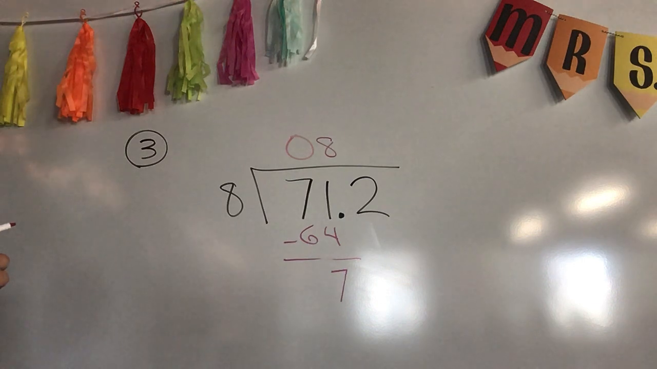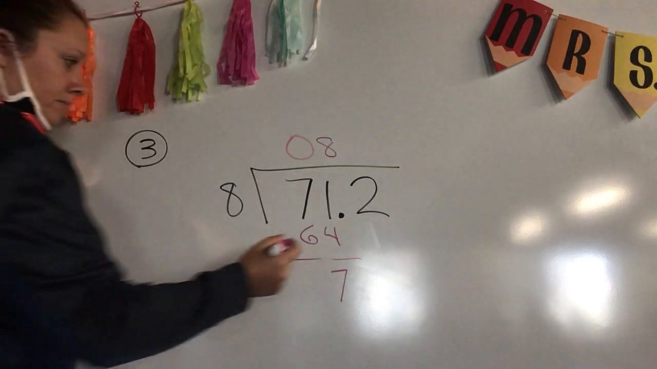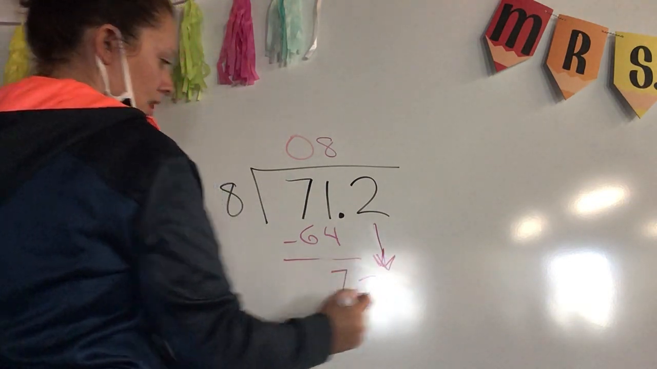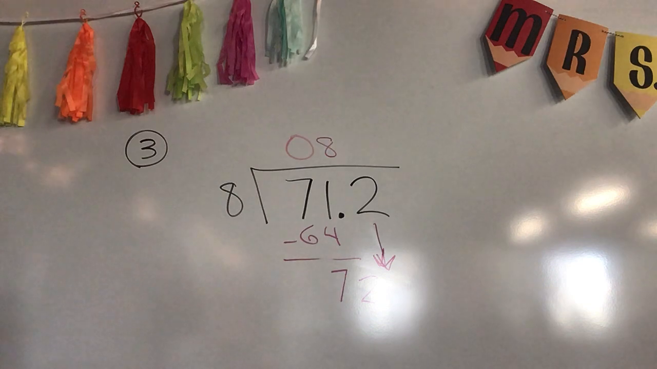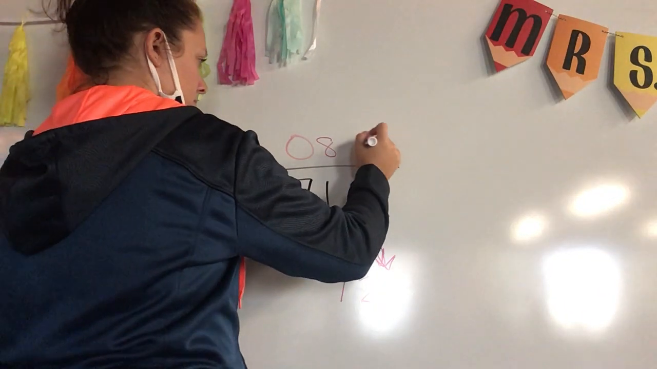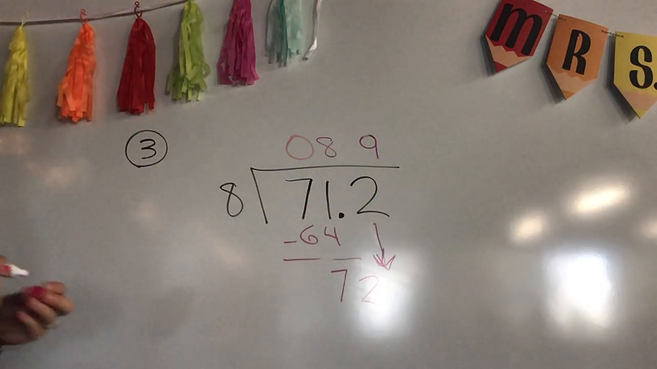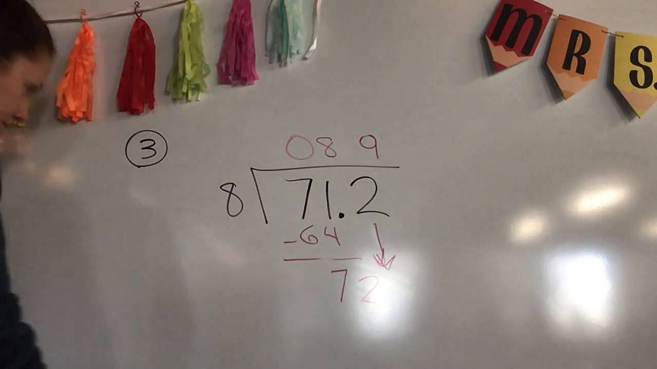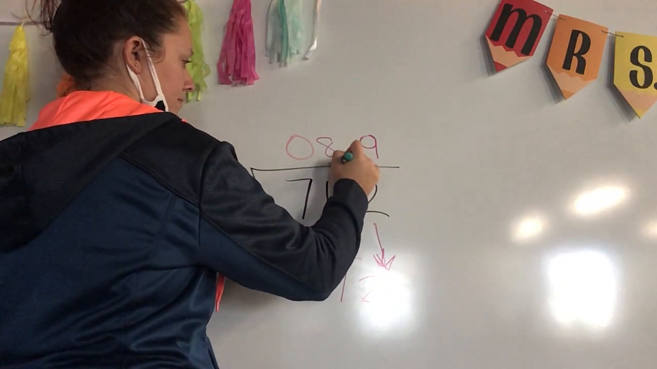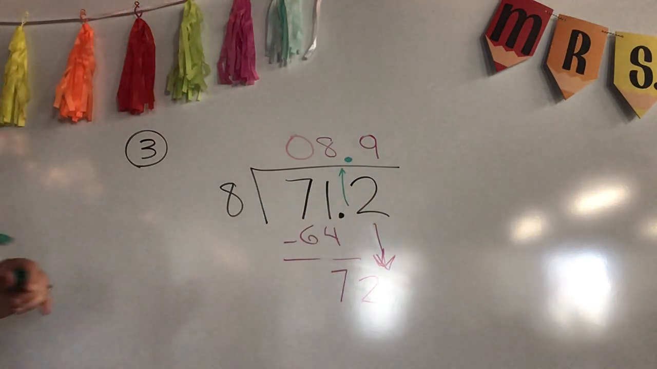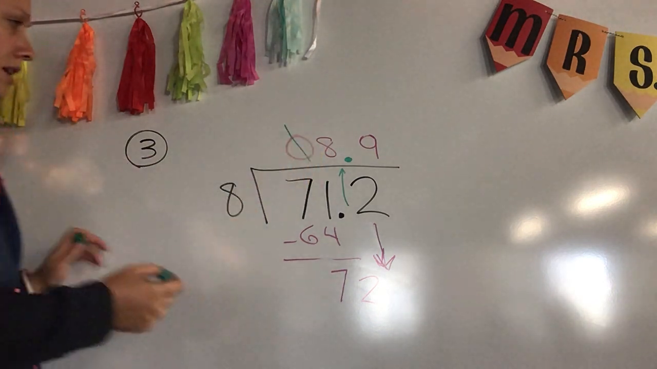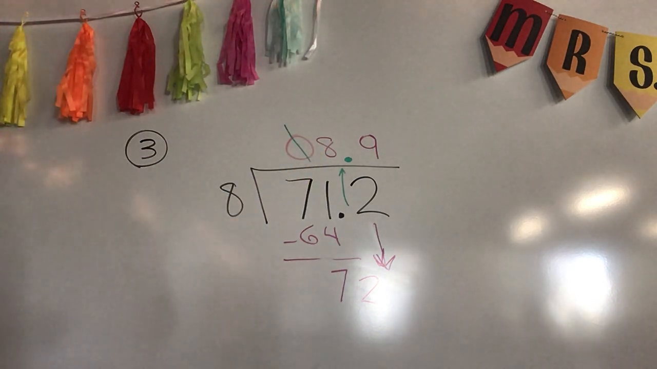All right, what is my next step now? Brooklyn? Bring in the 2. My arrow there is not the best. And what is 72 divided by 8? 9. Are you sure? Yes. All right, what is my final step? Bring up the decimal. Do I need to have this 0 right here in my final answer? No. It's not incorrect if you have it, but simplified, you would not have it there.